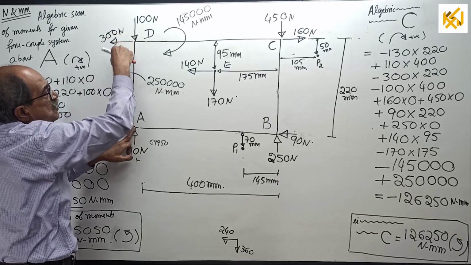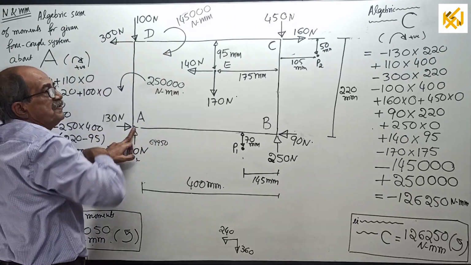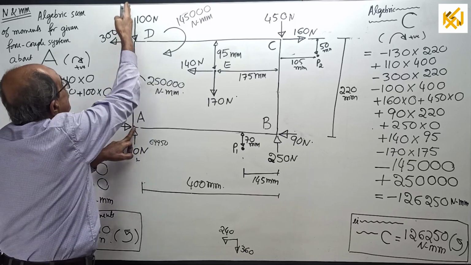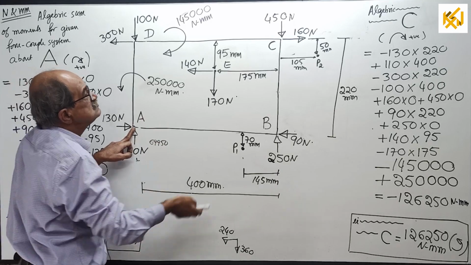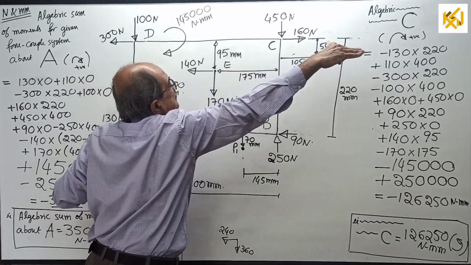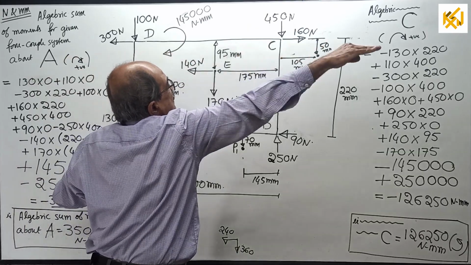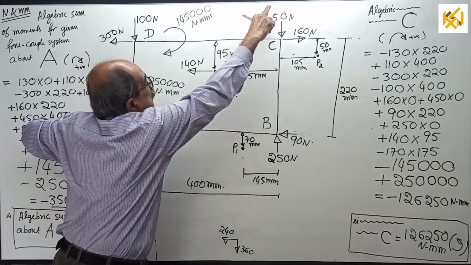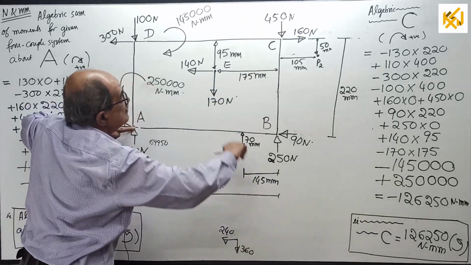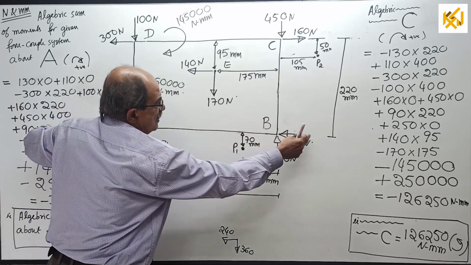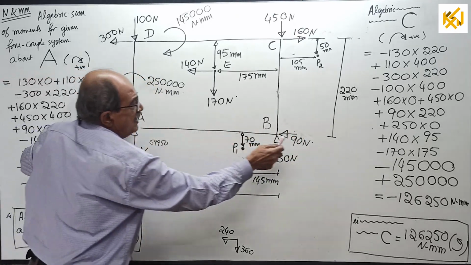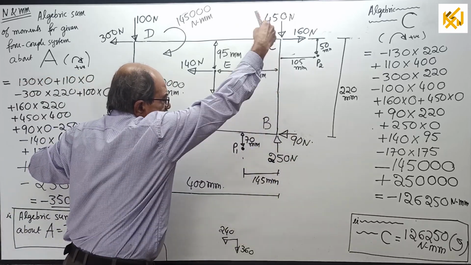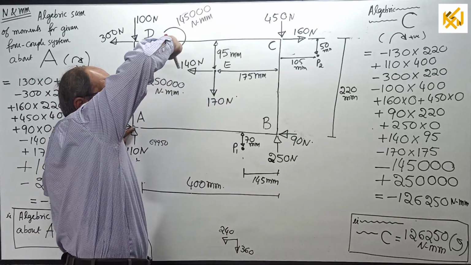300 into 220 anti-clockwise, minus. 100: if you extend it, it passes through point A. See, 100 into 0. 160: see, my finger is here. 160 into 220 clockwise. Now 450 into 400, again clockwise. 90 into 0. Why? If you extend this 90 Newton force, it will pass here. Then 250 into 400 anti-clockwise.